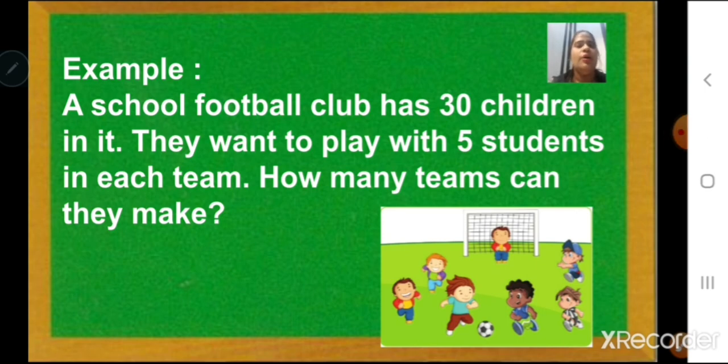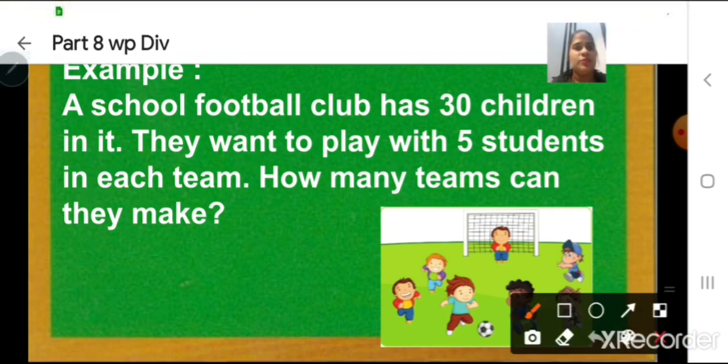Read the example with me, children. A school football club has 30 children in it. They want to play with 5 students in each team. How many teams can they make? Children, first of all, whenever we see a word problem, we should read it twice. Okay, it will help us to understand the question properly. So, come on, let us read one more time.